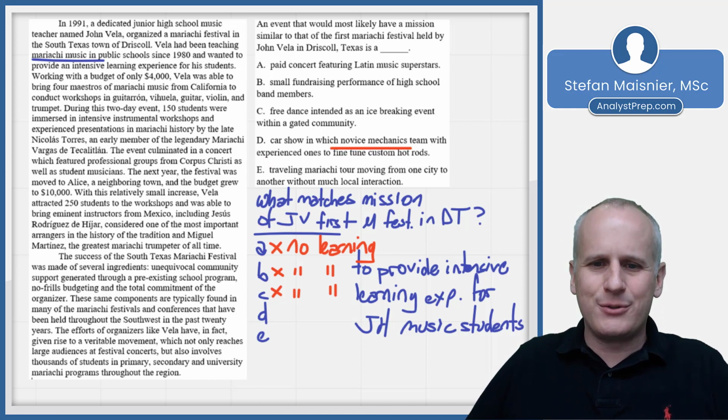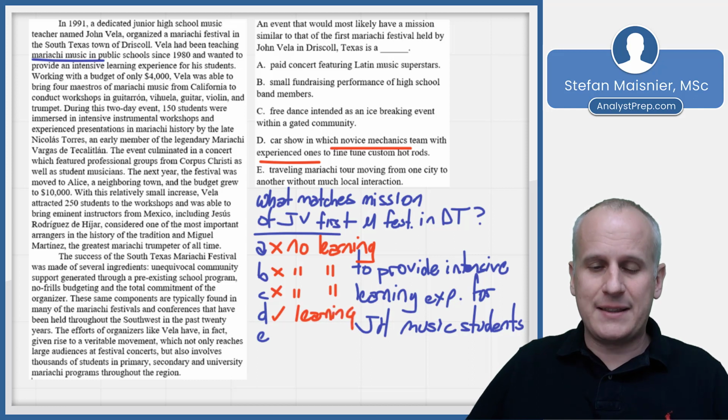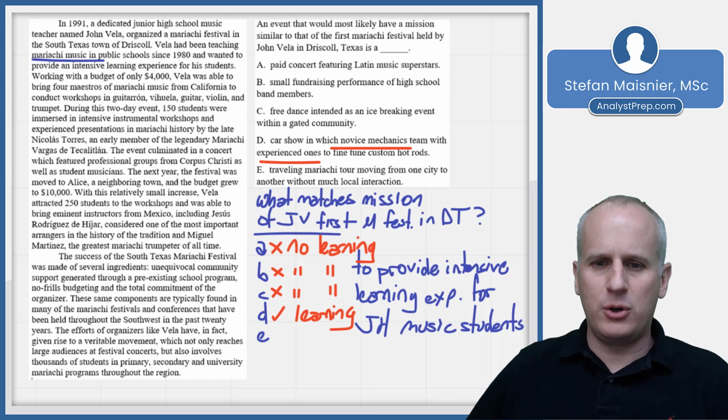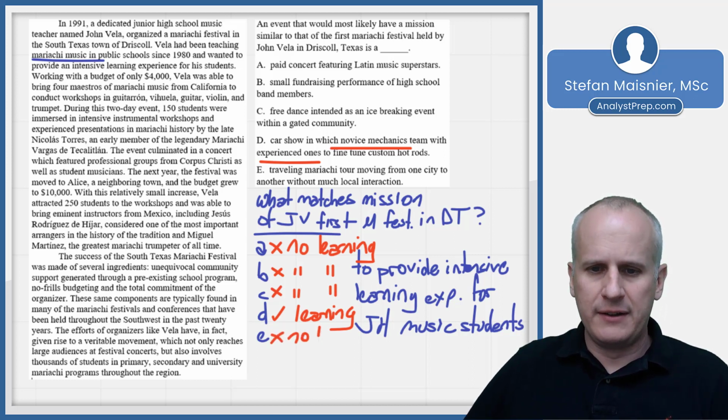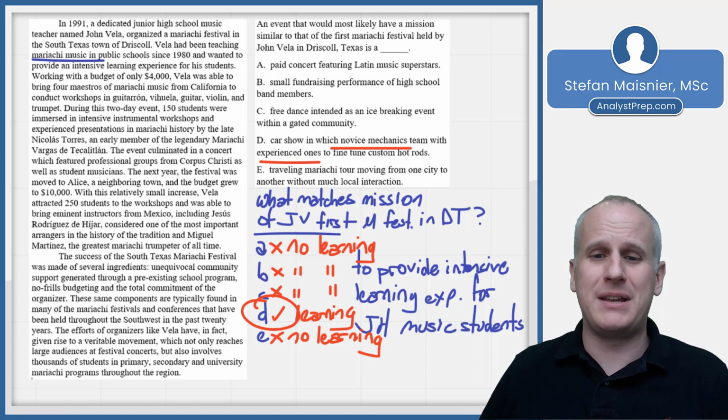And the key here is recognizing that the event doesn't even have to be a musical one. But choice D definitely has learning. And that's the most important thing with the mission of John Vella's first mariachi festival. And E, a traveling mariachi tour, moving from one city to another without much local interaction. Well, again, there's no learning. And even though choice D is the only one that really has nothing to do with music, it's our right answer because it has the same mission of teaching students with the experienced people through the event itself.